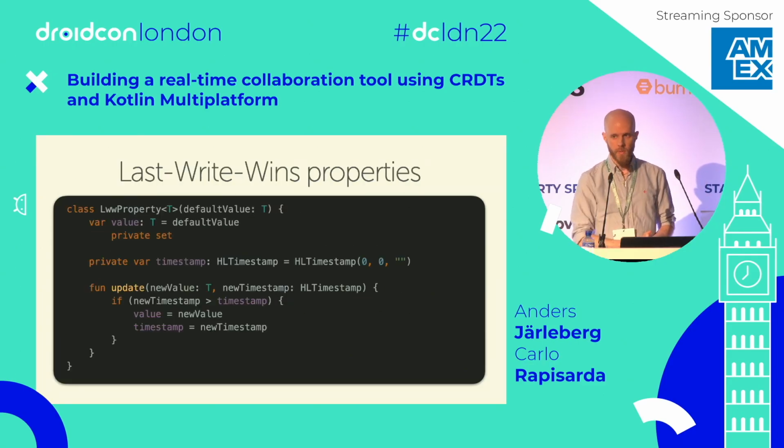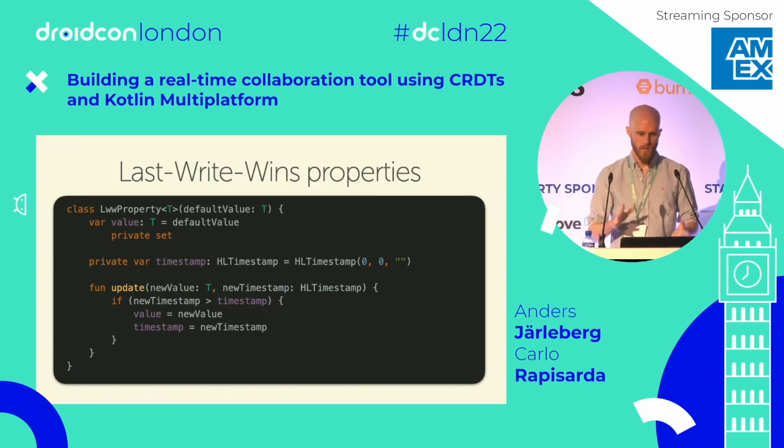Now we can implement our last writer wins policy. In this case, we're creating a mutable class that holds a value and a timestamp. And then, of course, the only thing we need to do is only update the value if the timestamp is greater. I'm showing it here as a mutable type for simplicity, but I would strongly recommend using immutable types. We'll talk about that a little bit later.